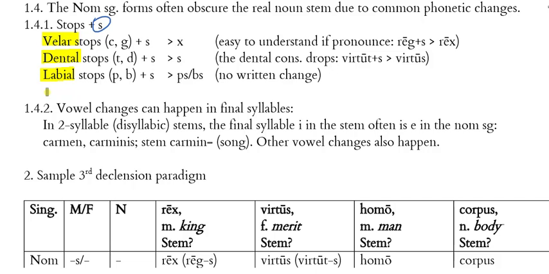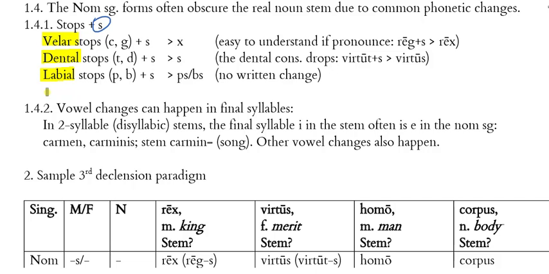Dental consonants are produced with the tongue approaching the back of the top teeth. Ta and da, you'll notice your tongue is raising and hitting near the back of the teeth. Ta da, ta da. And then labials have to do with lips, and labials are formed by the lips coming together. Pa and ba, notice your lips are together.